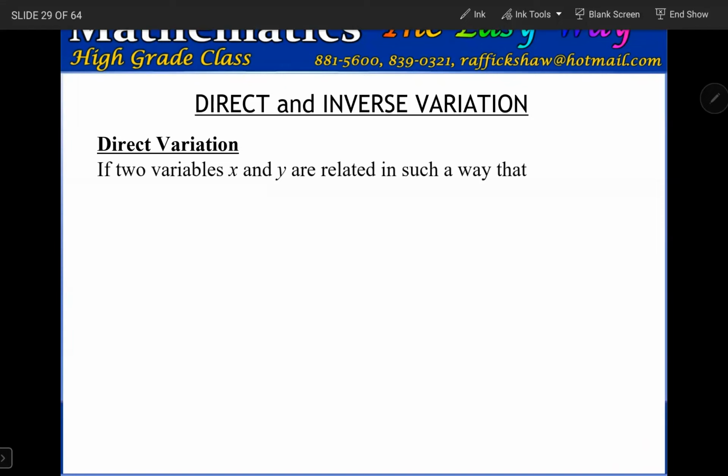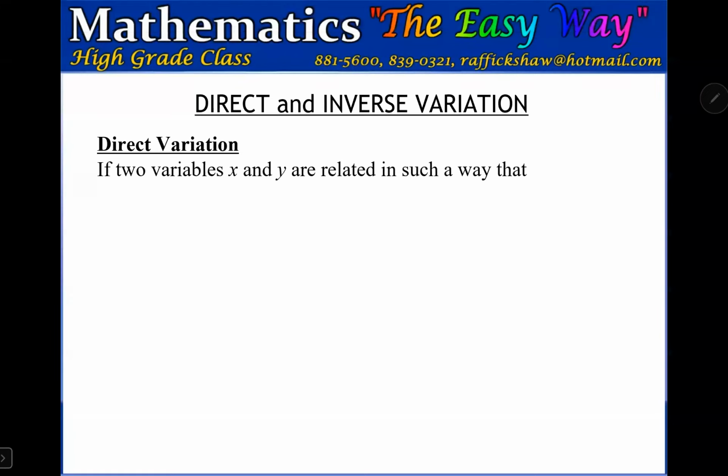Direct variation. If two variables, I'm using x and y in this class, I just used men and days and blocks, could be anything. I'm using x and y for the purpose of introducing this. If two variables x and y are related in such a way that when x increases, y also increases, and when x decreases, y also decreases, then those two variables are said to be obeying a direct variation. So the word direct means that when one increases, the other increases. When one decreases, the other decreases.